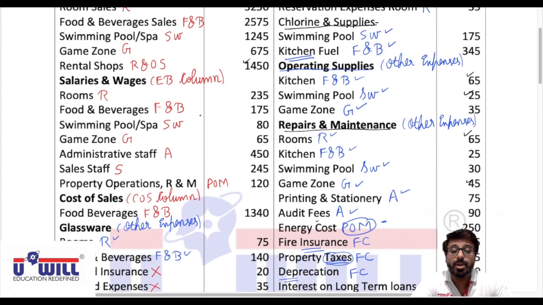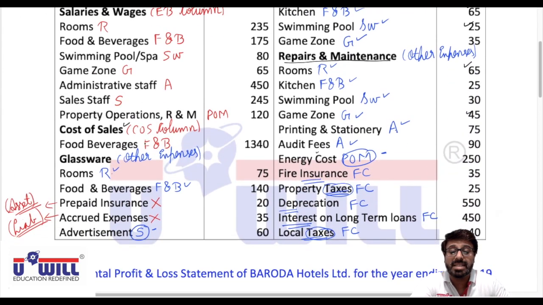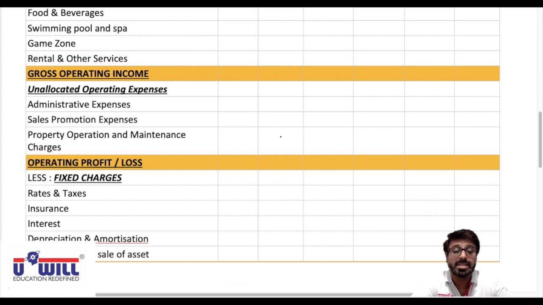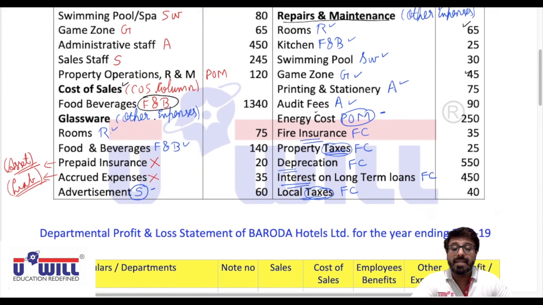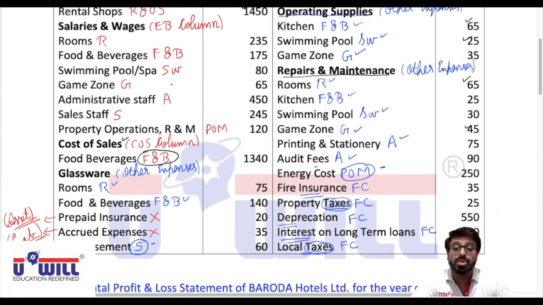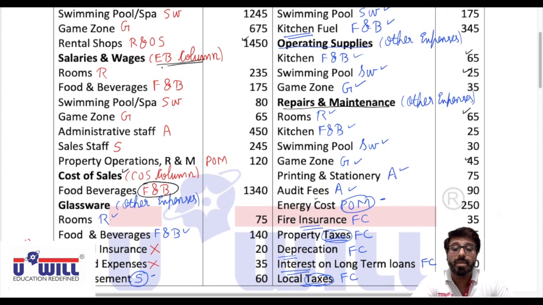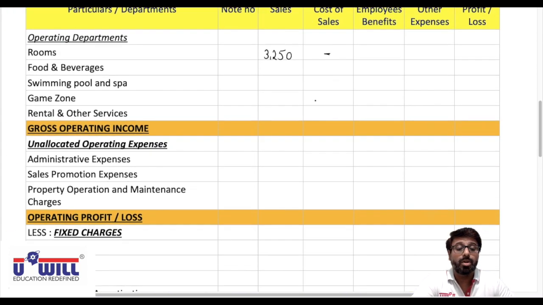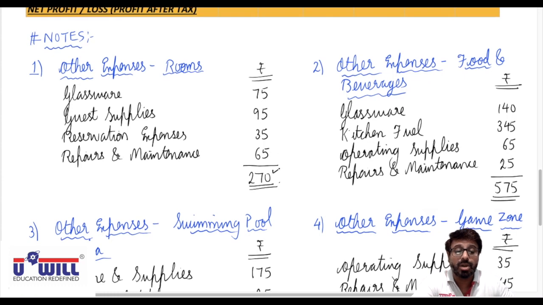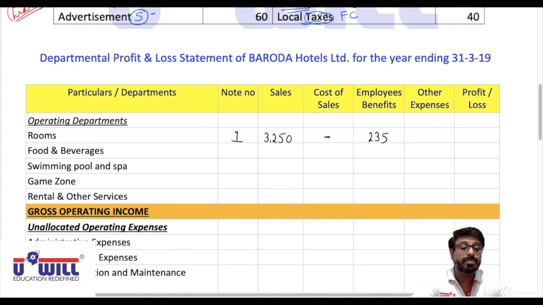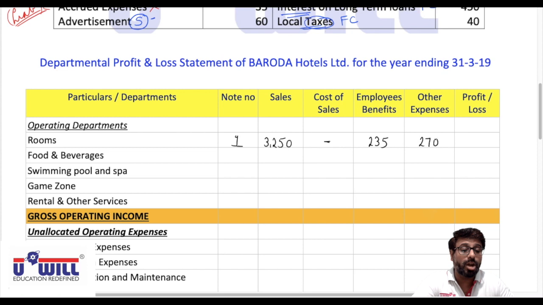Then after rooms sales, cost of sales. But cost of sales we don't have. You all can see here cost of sales is there only for food and beverages. So no cost of sales. Employees benefit. See here we have marked the employees benefit column also, the EB column. For rooms, what are the employees benefit? 235. For other expenses we have done note number 1. What are the other expenses of rooms? 270.